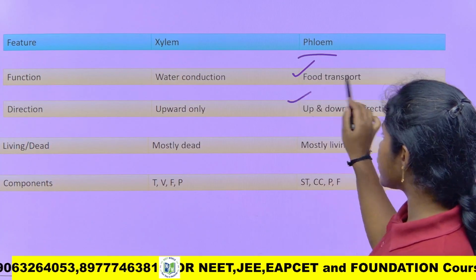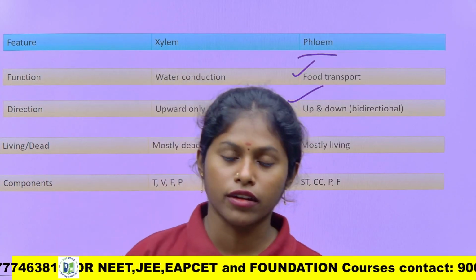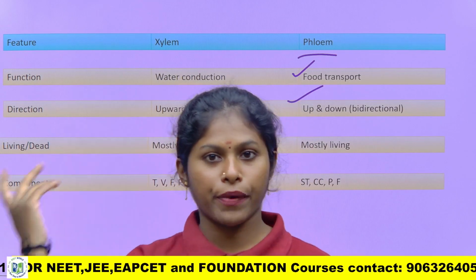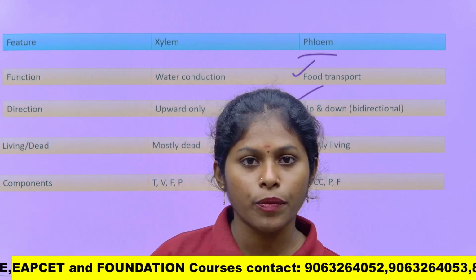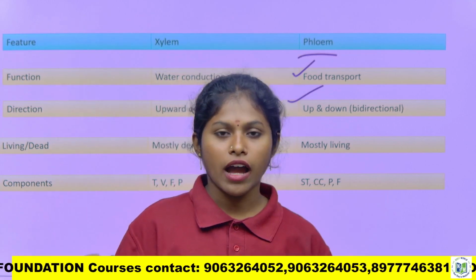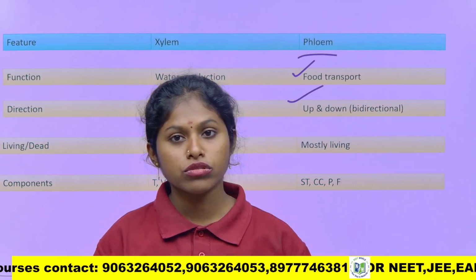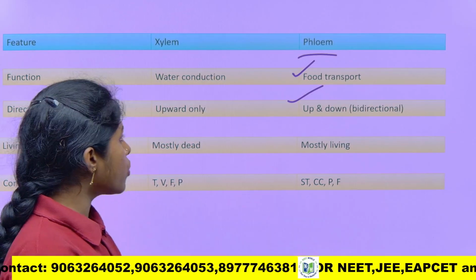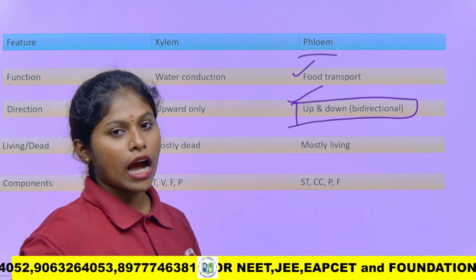And the direction: the food is not given only to the upper parts and not to the underground parts. It is uniformly distributing the food to every part of the plant, the underground parts of the roots also, and the upper parts, all the growing fruits, leaves, stems, branches and all that. So here the direction is bidirectional. Bi means 2. They travel upward also, downward also.